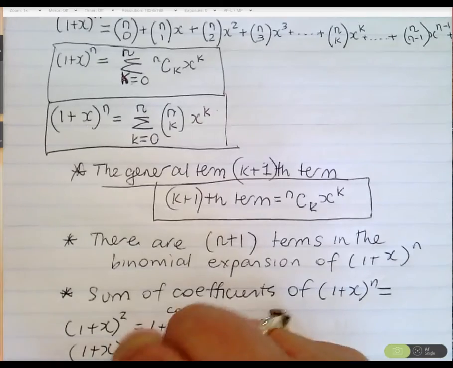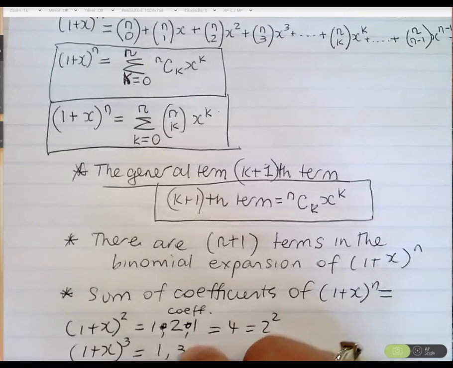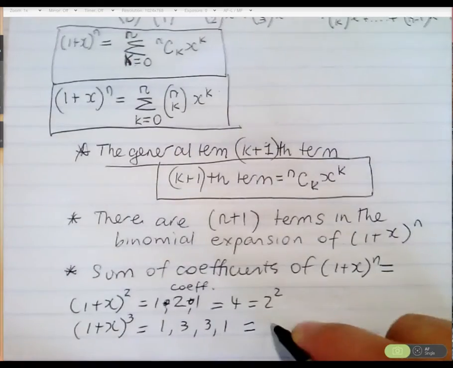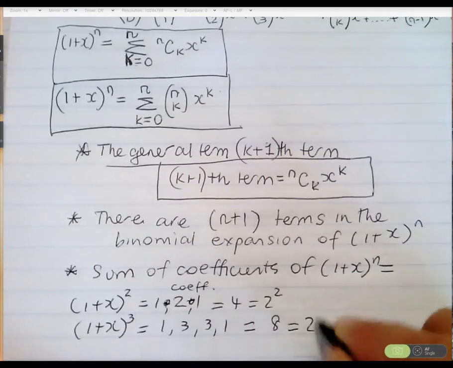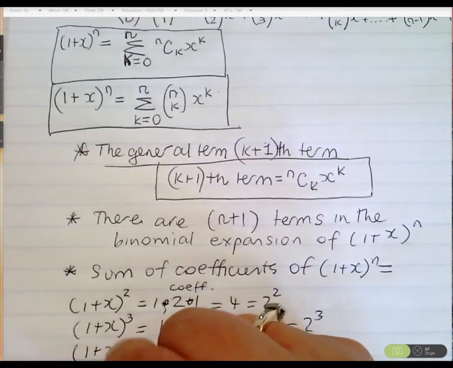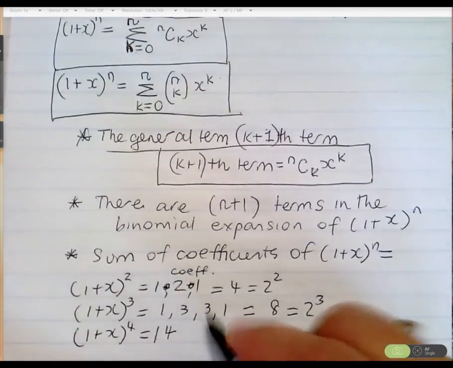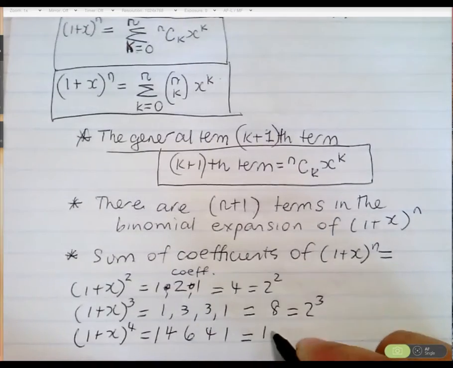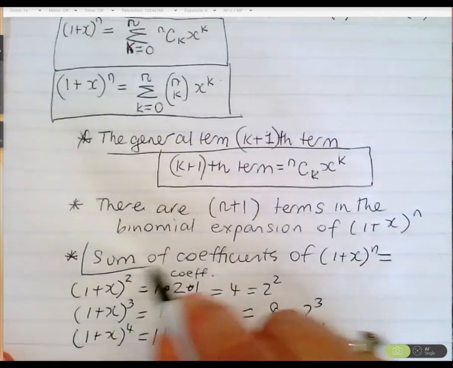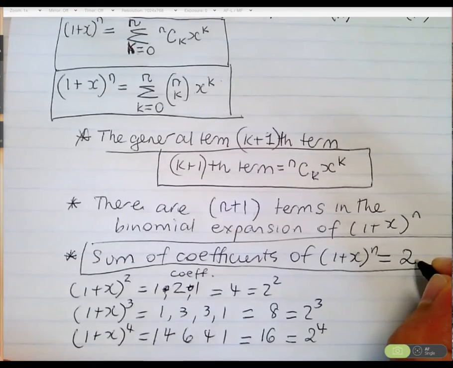The coefficients of (1 + x) cubed are 1, 3, 3, 1. What do they add up to? 8. Which is 2 cubed. The coefficients of (1 + x) to the 4, we did this the very first lesson, are 1, 4, 6, 4, 1. They add up to 16. That's 2 to the 4. So therefore, the sum of the coefficients of (1 + x)^n is 2^n.